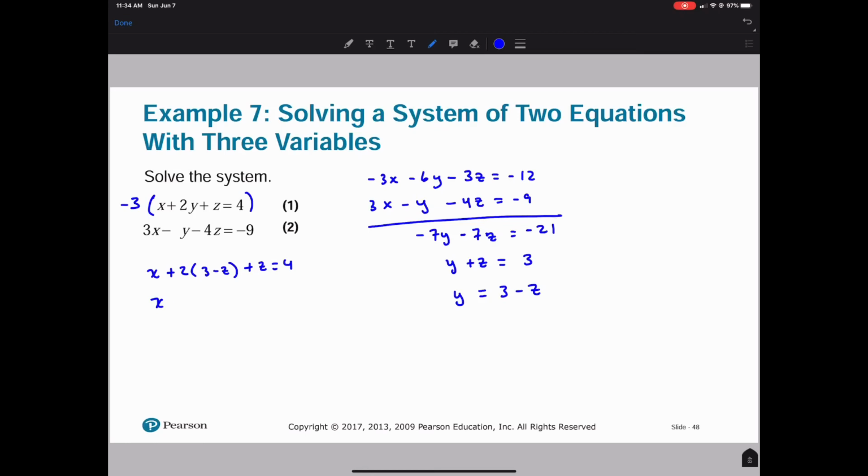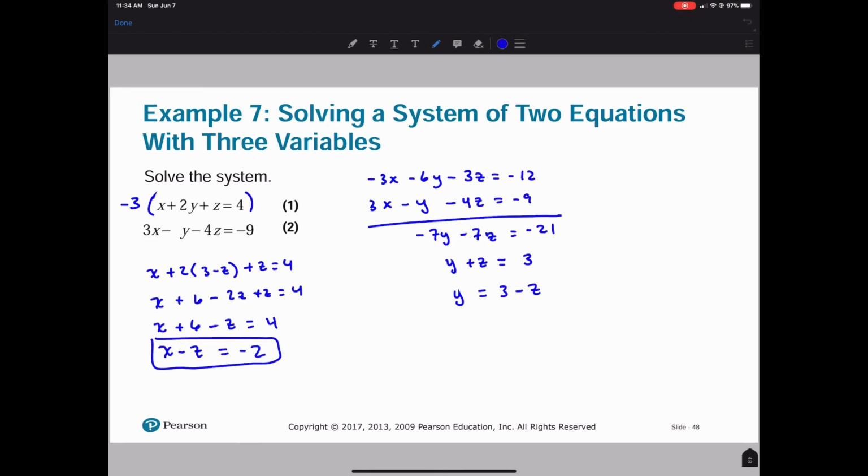So this will be x plus 6 minus 2z plus z is equal to 4. And this is going to wind up being x plus 6 minus z is equal to 4. Now I'm going to move that 6 to the other side, so it's going to be just x minus z is equal to 4 minus 6, which is negative 2. All right. So now I have a 2 by 2, all right? But now I'm going to plug it into the other one.